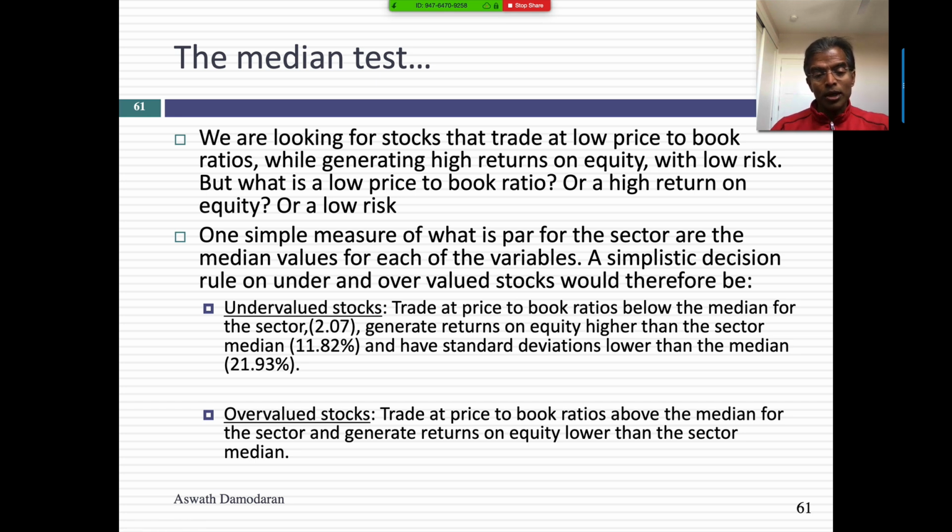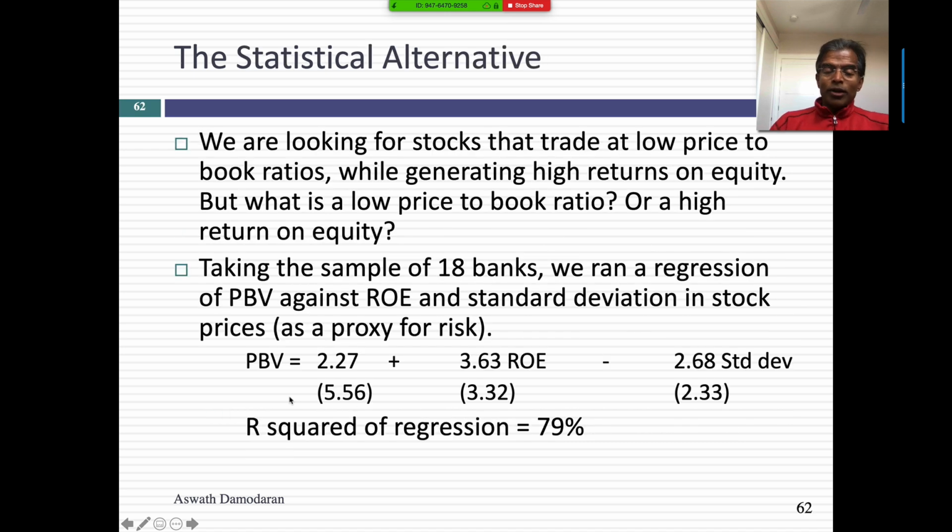So all I've done here is used a very simple process of using the medians, looking for stocks above the median or below the median, depending on whether I'm looking for price to book or return on equity. And conversely, if I want overvalued stocks, I want stocks that trade above the median price to book, have returns on equity lower than the sector median, and have standard deviations higher than the median. You're saying that wasn't very useful. I mean, nothing came out as cheap or expensive.